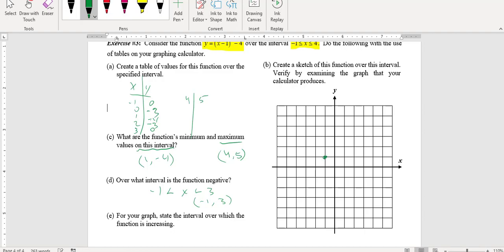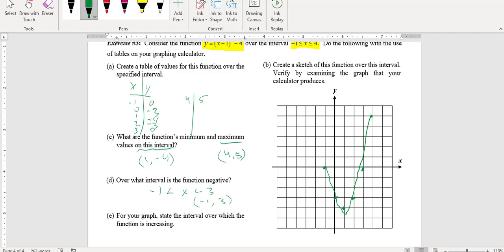Negative 1, 0, 0, negative 3, 1, negative 4, 2, negative 3. That should have been there. So there's my graph. Obviously, it's not very good, but it'll serve the purpose.